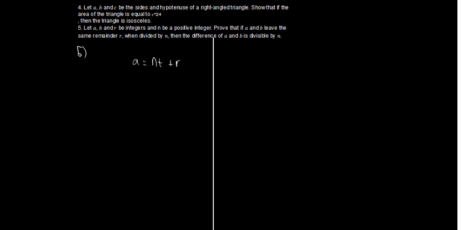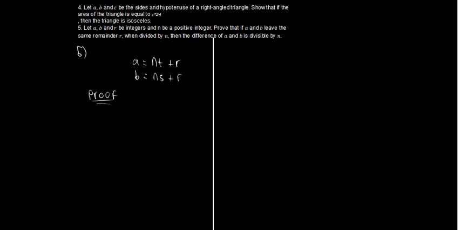Now, how will we prove this? We know that a is equal to nt plus r, and b is equal to ns plus r. Remember, these two leave the same remainder, so we can use the same value r here, but we don't know how many times n goes into b, and we don't know how many times n goes into a. That's why t and s are different. Now we want to show that if these both leave the same remainder, then their difference is divisible by n. So now we start our proof.